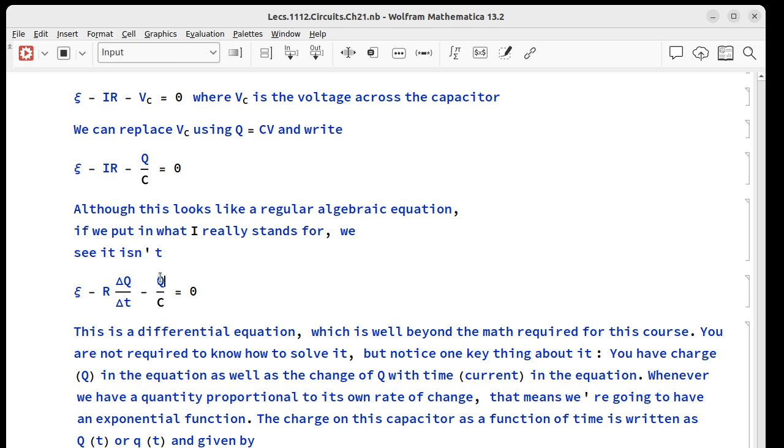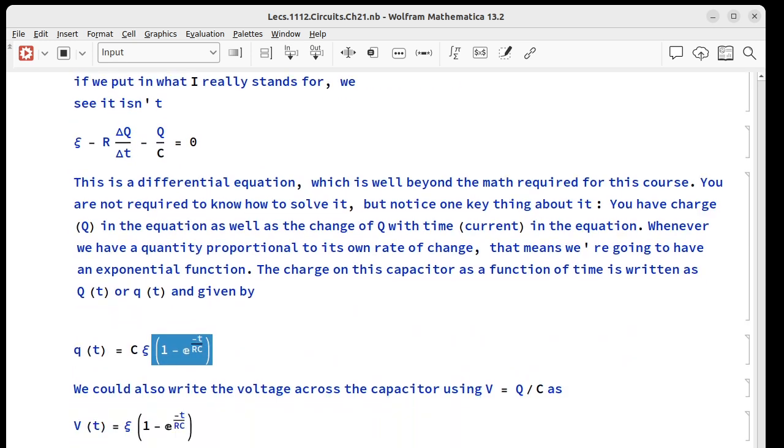You've got both charge here and change in charge over time here. And when you see both of those things in an equation, that suggests you're going to have an exponential function involved. So the charge on this capacitor is a function of time. If we have somebody solve this differential equation for us, it's going to look like this. Q as a function of time, doesn't matter, big Q, little q, is capacitance times battery EMF times this factor, 1 minus e to the minus t over RC.